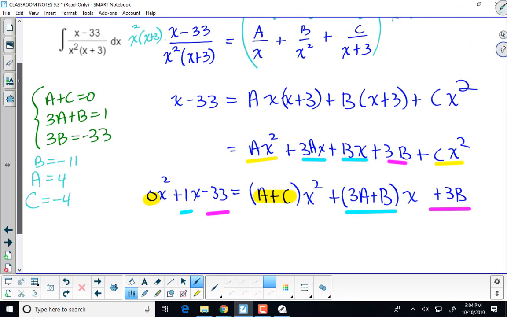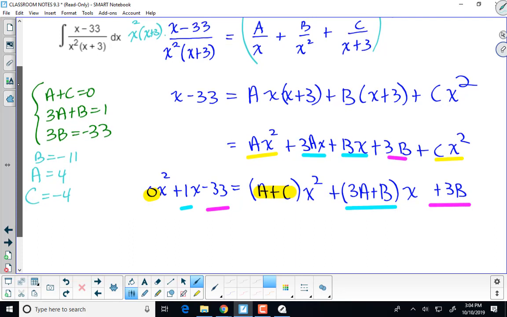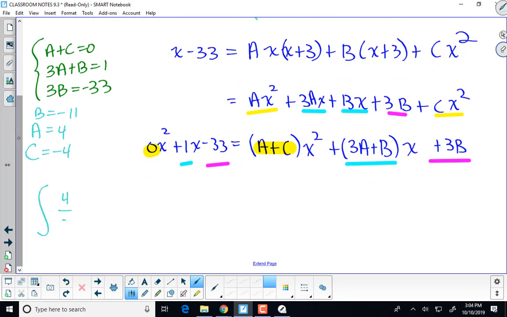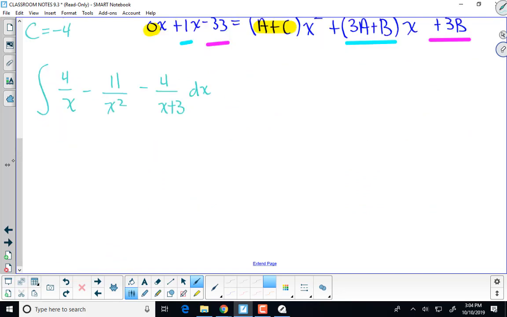So then those all go up on top of those. We're going to have 4 over x minus 11 over x squared minus 4 over x plus 3 dx. And is there any question on the integration here? First and third are both logs, absolute value of the denominator. How do we integrate the middle one? We lift it up, make it x to the minus 2, add 1, divide by the new exponent. So that will give us our final answer.